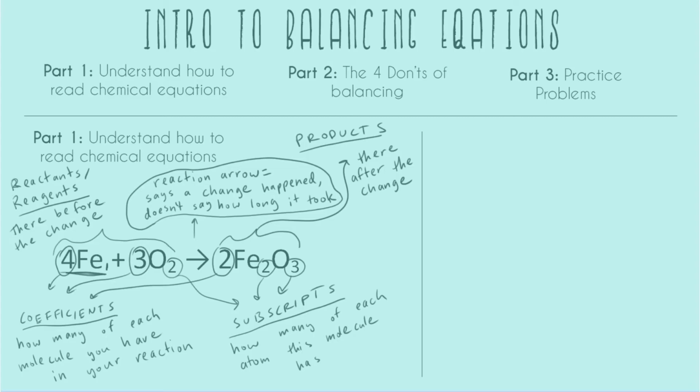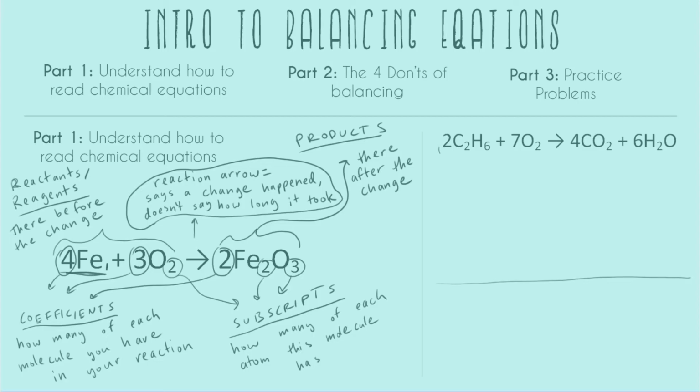All right, so now that we understand how to read chemical equations, let's go ahead and do some pre-balancing practice problems to make sure we really understand how many of each element we have in our molecules, because understanding that is super important for balancing. Okay, so here we have a problem that's fully balanced, and let's break down how many of each element we actually have. All right, so first let's deal with our coefficients.